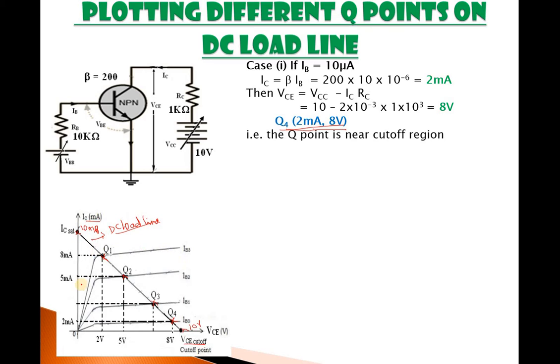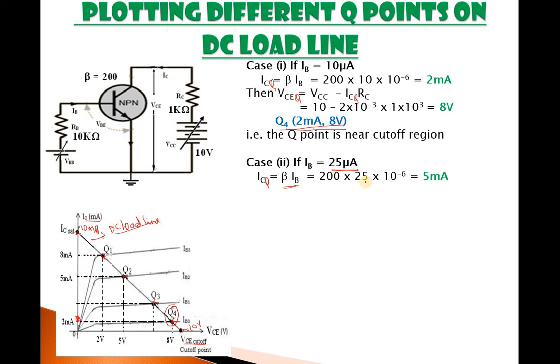Now what happens here? I got Q4 as 2 milliamps and 8 volt. If this is 10, the middle will be 5, so somewhere here will be 2. Suppose I take this as 2 milliamps, 8 volt is near to 10. So what am I going to get? This intersecting point is Q4. For the second case, if IB is 25 microamps, the calculation is on the same basis, the formula is also the same. IC is equal to beta IB. Let me make this ICQ, as I told earlier.